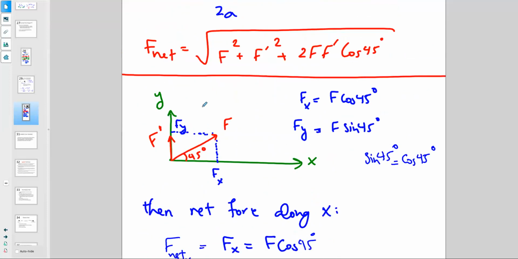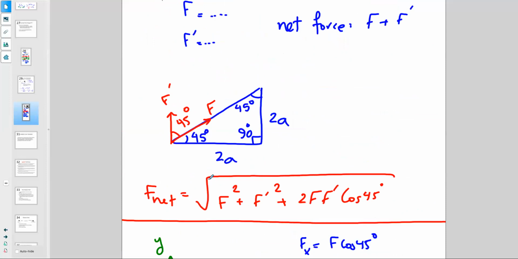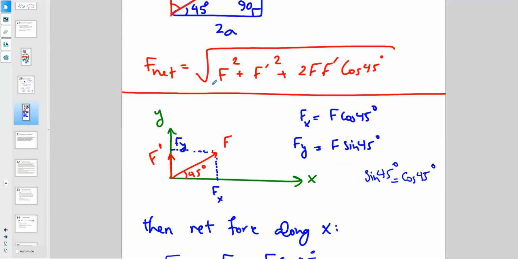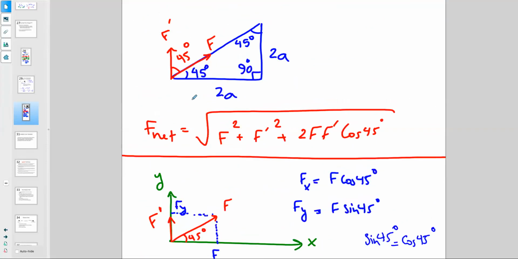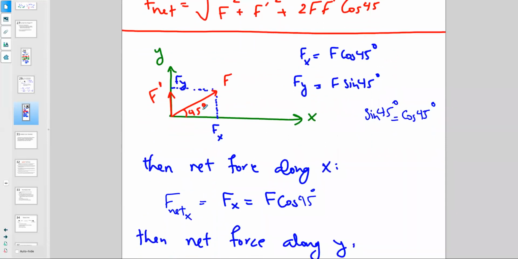So you have two ways. First is to find the angle between the two forces, which in our case was 45, and it was very easy to find, okay? And using this formula to find the net, or F1 plus F2, or F or plus F prime. The second way that you could do it, the second method, okay, is to split forces into their components.